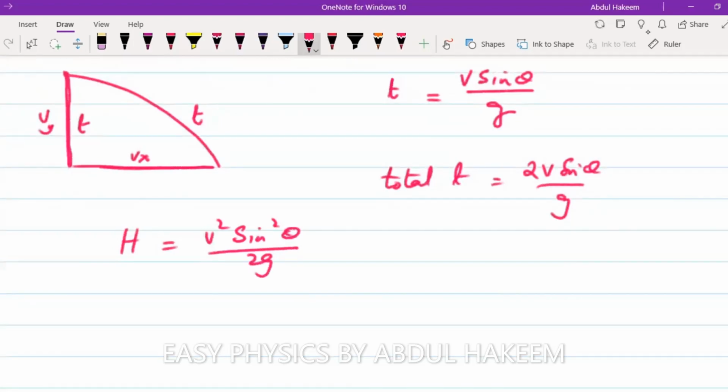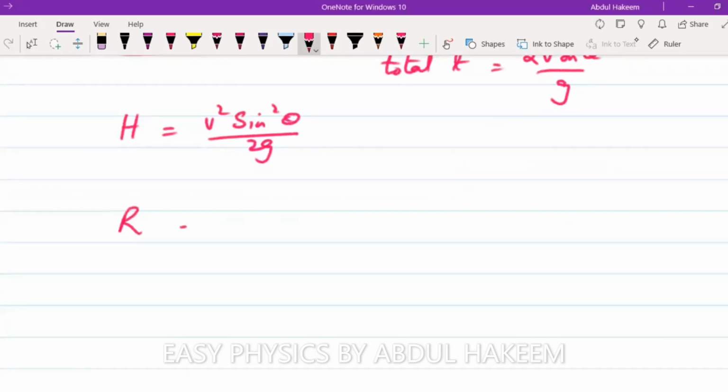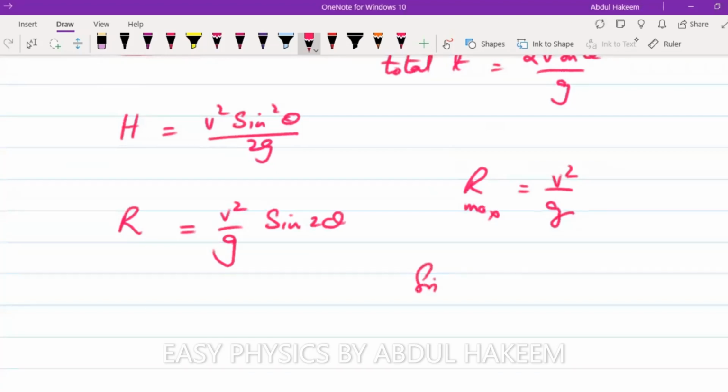And for the horizontal distance, meaning the range, you can apply s is equal to ut plus half at square. So acceleration is 0. Horizontal acceleration is 0. So s is equal to just ut, and range is equal to v square over g sine 2 theta. But for the maximum range, the formula is v square over g because sine 2 theta is 1. So theta must be 45 degrees.